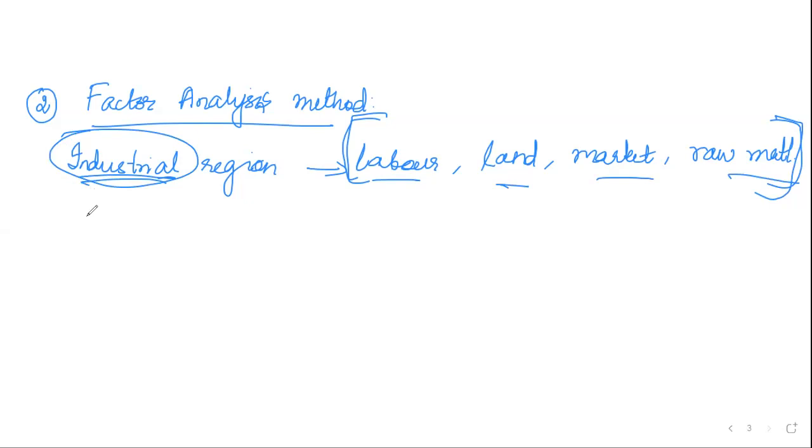It can be an industrial region, it can be an educational region. For educational region delimitation, what are the factors which are needed? First of all, institutions. Second, I need availability of students.